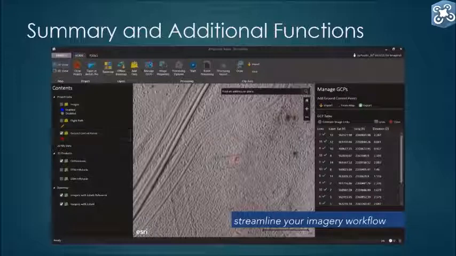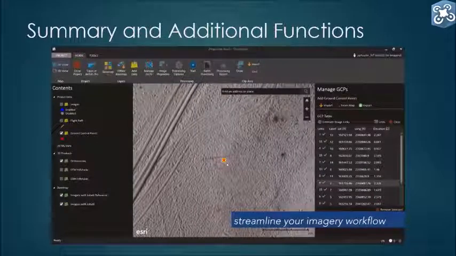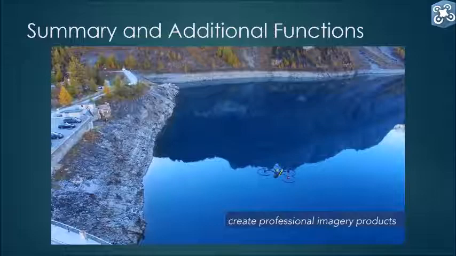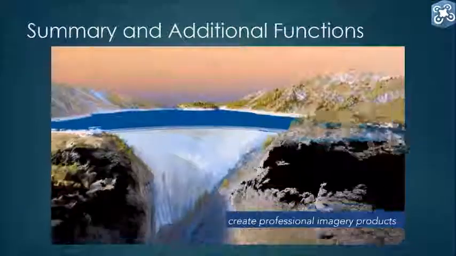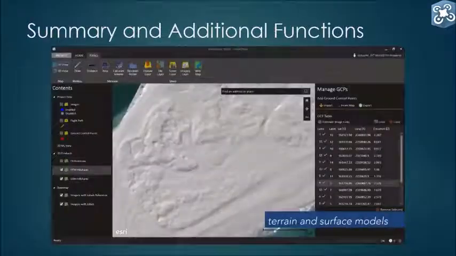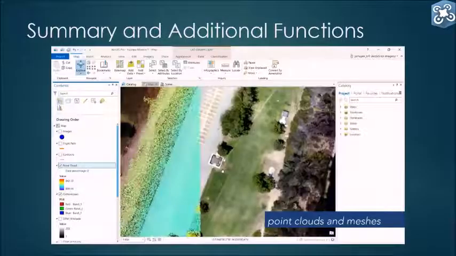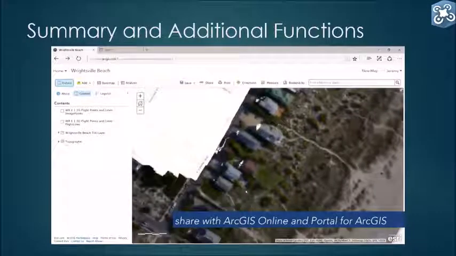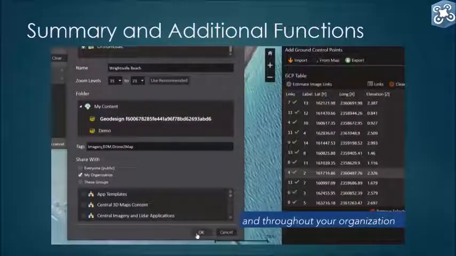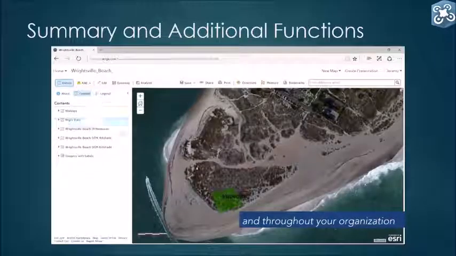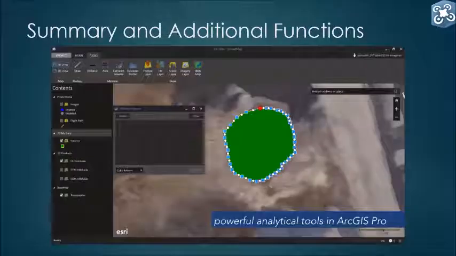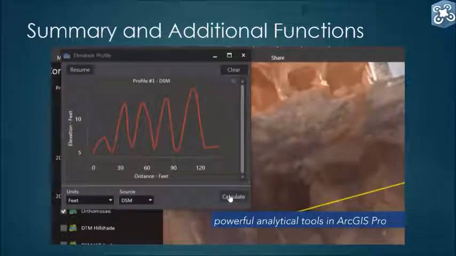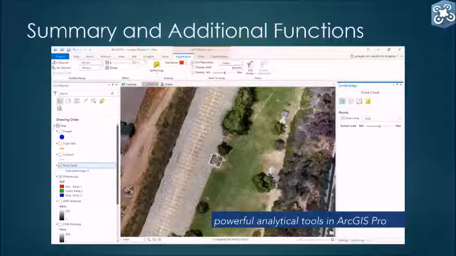Back in the office, Drone2Map streamlines your imagery workflow and integrates your new control points to ensure data accuracy. Now you can quickly and easily create seamless, professional-grade imagery products at resolutions that only a drone can achieve, ready to use immediately in your GIS and CAD applications, such as terrain and surface models. Use point clouds and meshes to create 3D views. Share and collaborate with ArcGIS Online and Portal for ArcGIS. And use ArcGIS Enterprise to catalog, analyze, and share imagery throughout your organization, in the cloud and on-premise. Leverage ArcGIS Pro for powerful analysis, like volumetric measurements and elevation profiles, or open your Drone2Map project directly in ArcGIS Pro for advanced analytics.